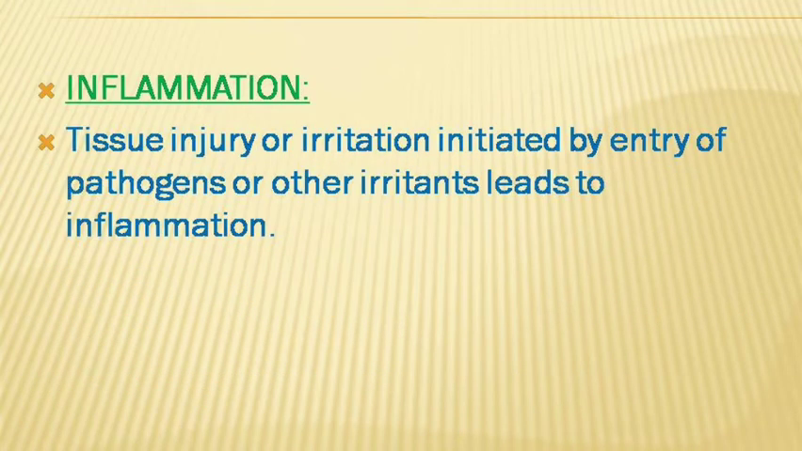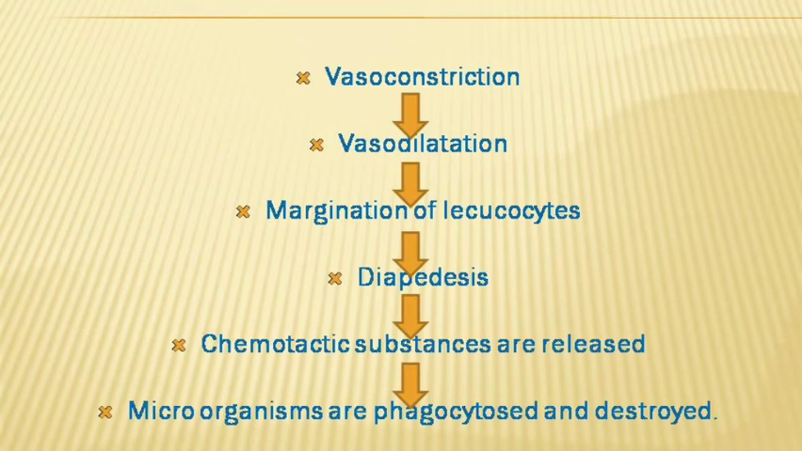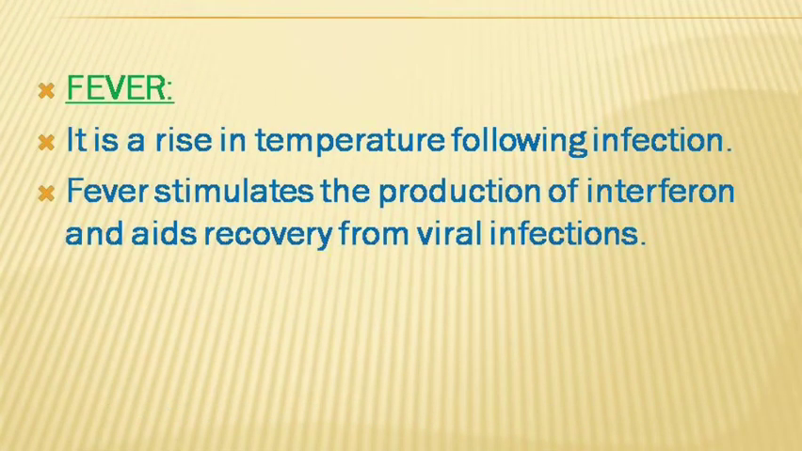Next is inflammation. It is a tissue injury or irritation initiated by entry of pathogens or other irritants, leading to inflammation. Now we can look at the steps of inflammation. There is vasoconstriction, vasodilatation, margination of leukocytes, diapedesis, chemotactic substances are released, and microorganisms are finally phagocytosed and destroyed. I will make a different video on inflammation later. Next is the rise in temperature. Fever stimulates the production of interferon and aids recovery from viral infection. So it is also another method of innate immunity mechanism.